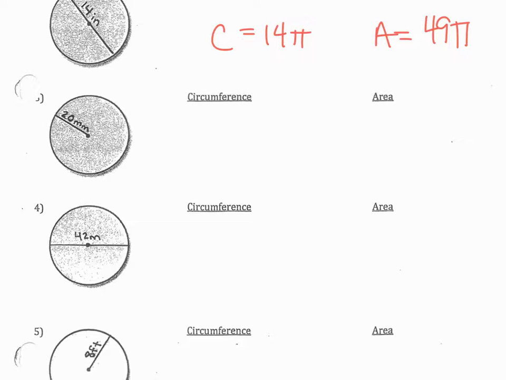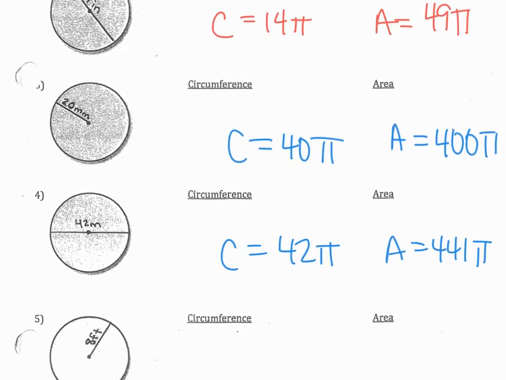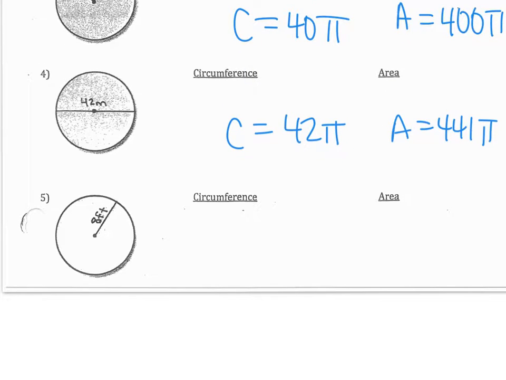You're going to do 40 pi. Okay, can you give me the area? The area is, hold up, 400 pi. Okay. Zach, number 4, circumference. Number 4 would be 42 pi. Area? 441 pi. Okay, and he got that from doing 21 squared because he took the 42 and cut it in half. Isabel, number 5, circumference 16 pi, and area. 64 pi. Very good. All right, so that's just quick review.